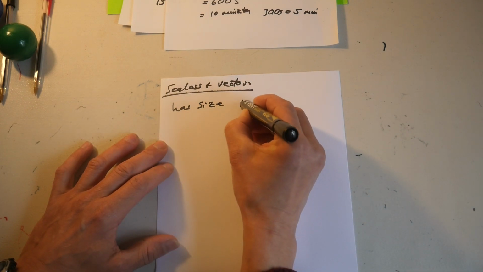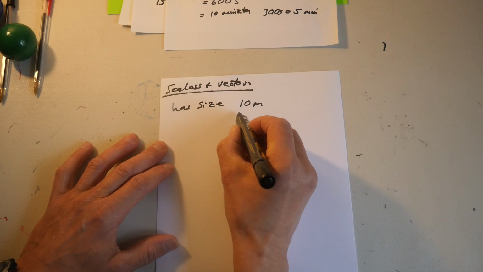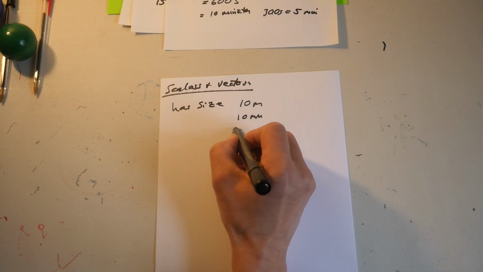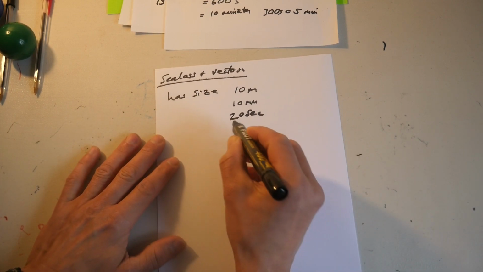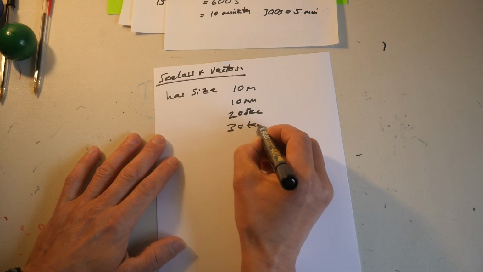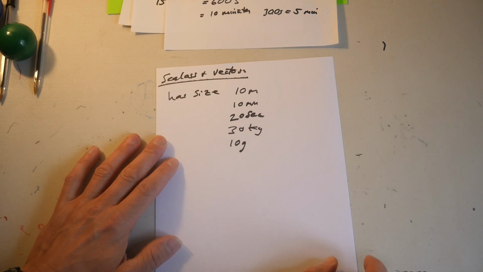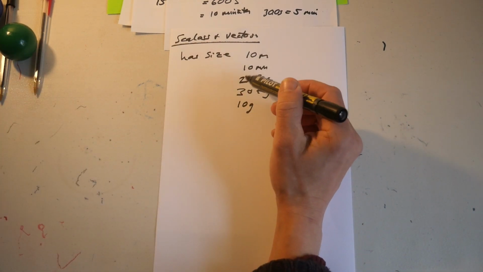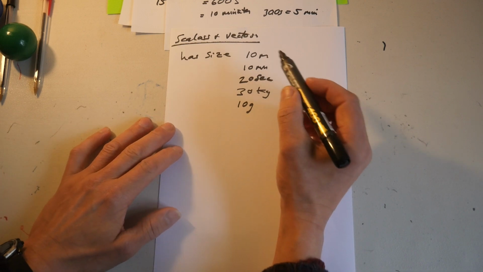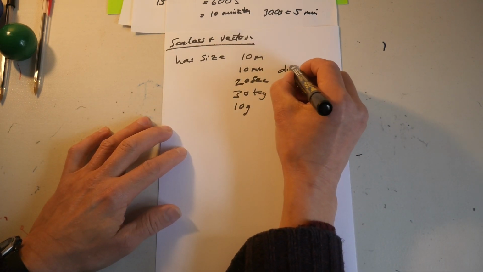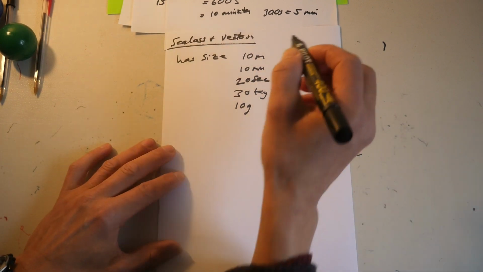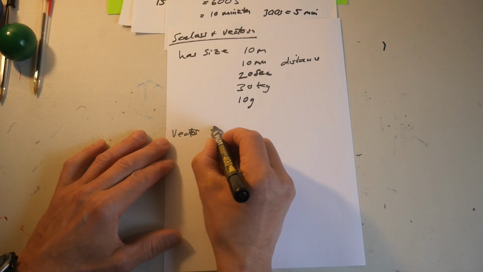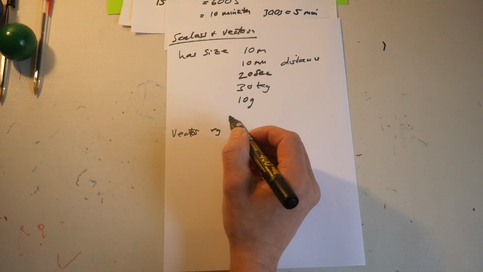So for example, 10 meters or 10 millimeters or 20 seconds, okay? Or 30 kilograms or 10 grams. These are scalar because they're quantities, they have a size or magnitude, but they have no direction. So distance is a scalar. A vector has distance, direction as well, size and direction.